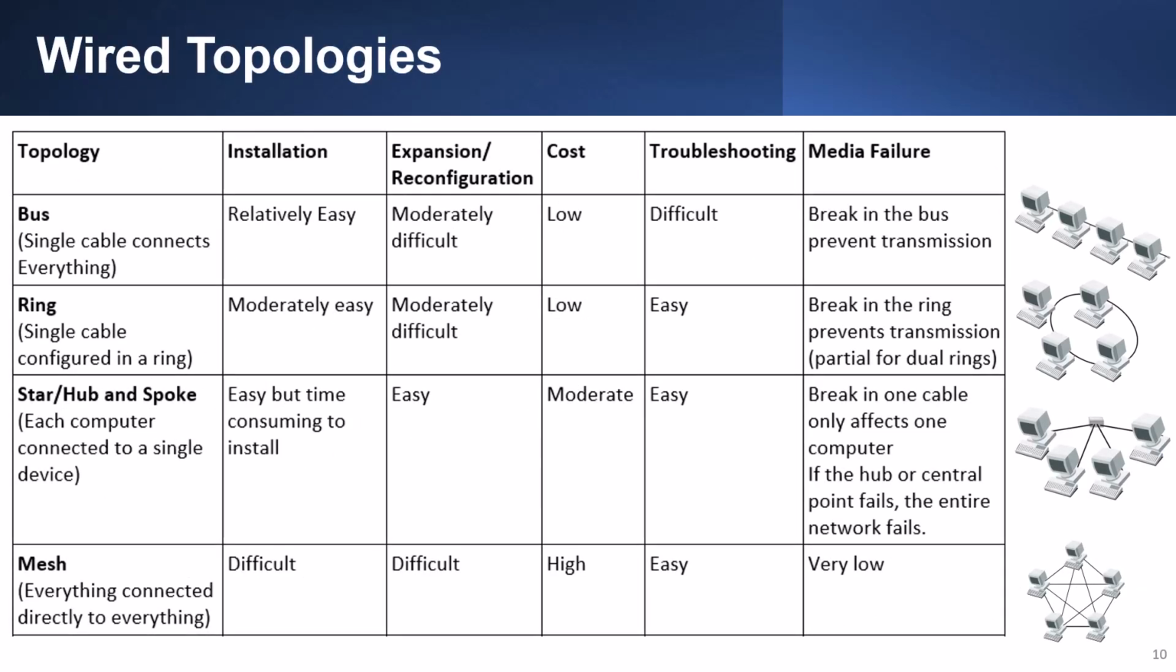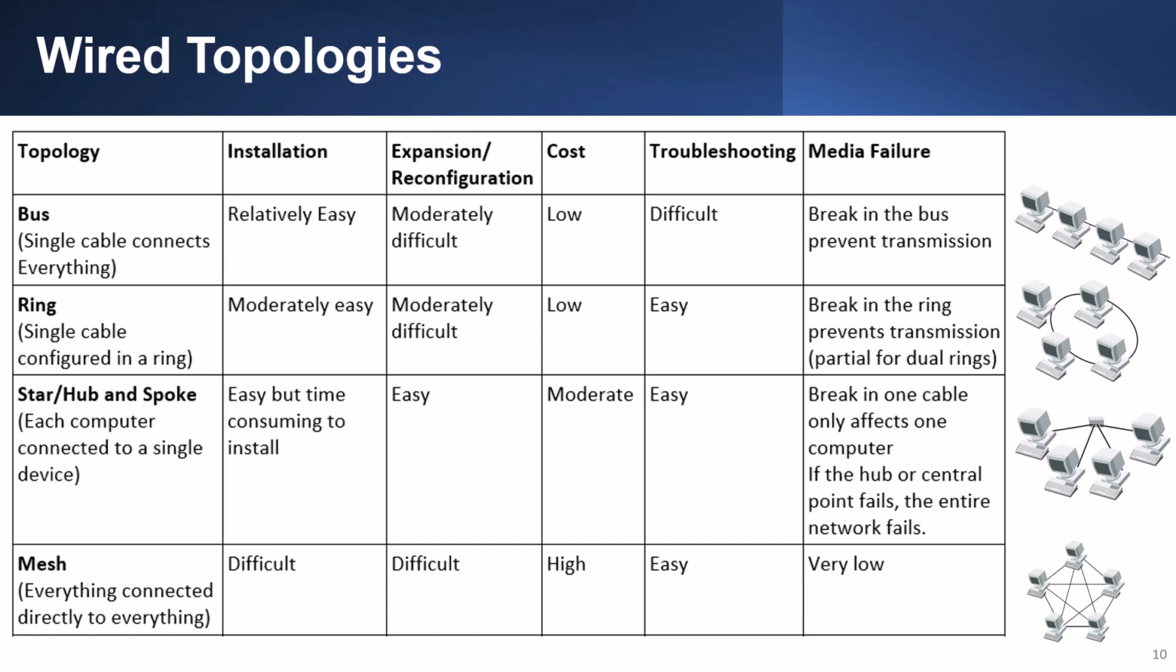Here's a summary of the common wired topologies found on today's networks. The bus and ring are easy to install, while the star is easy to install but is time consuming because you have to use a cable for each device connected to the central point. The mesh is the most difficult because it requires the most cables to connect. Of these, the star is easy to add a new system, where you just need a single cable to connect the new device to the central point.